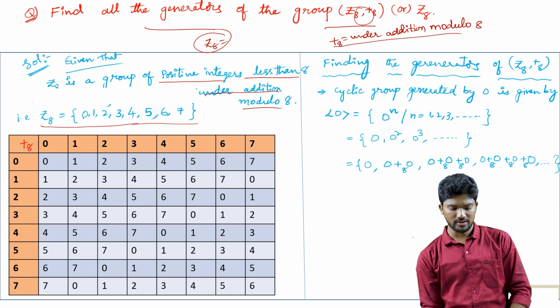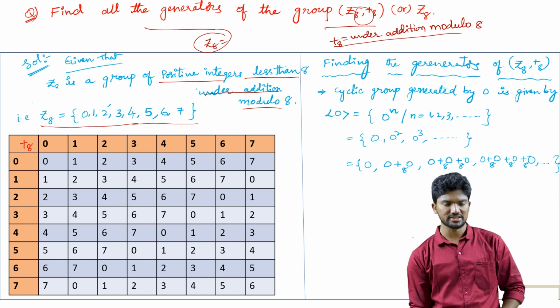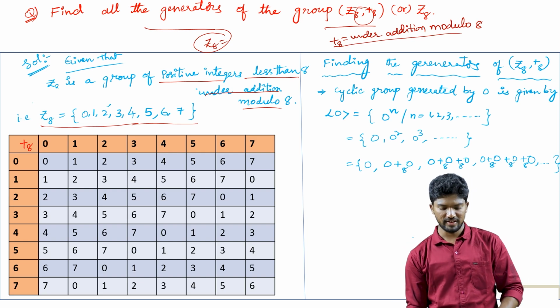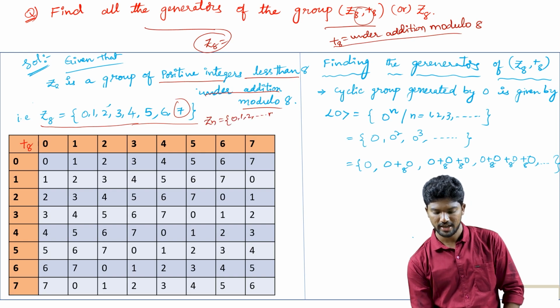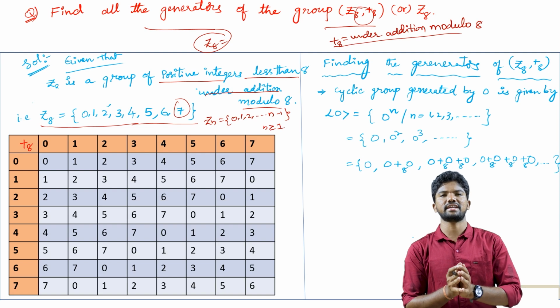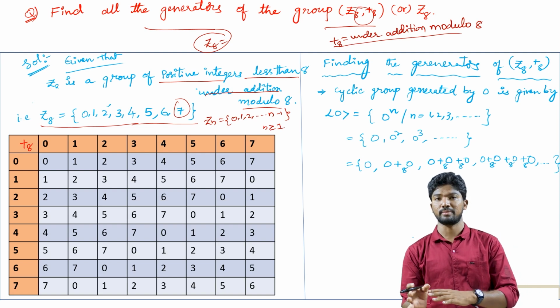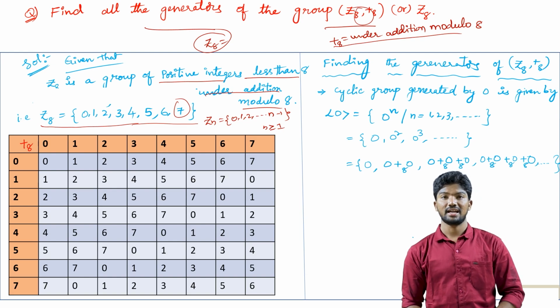So Z_8 is equal to, with Z always representing addition, we start with 0, 1, 2, 3, 4, 5, 6, 7. 7 is the last element. Why? Because in the original form of Z_n, the elements are 0, 1, 2 and so on up to n minus 1, where n is greater than or equal to 1. Here 8 minus 1 is 7, so 7 is the last number.